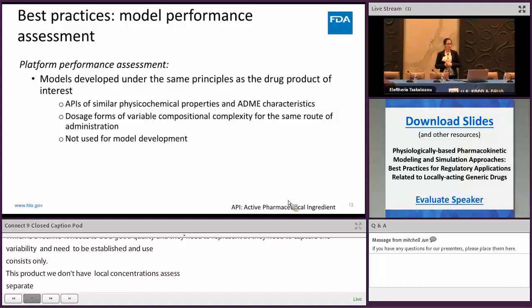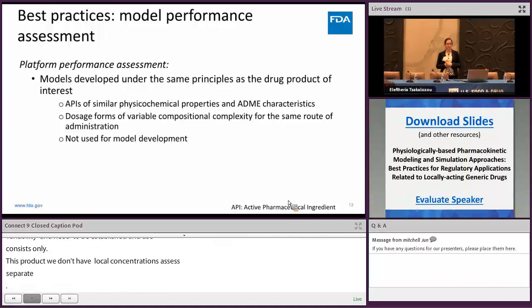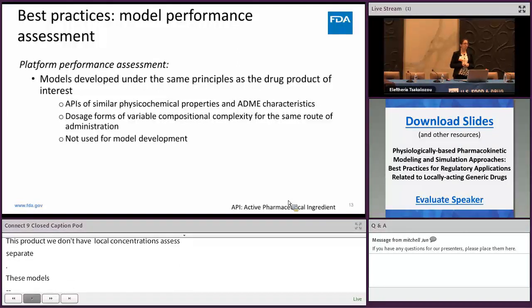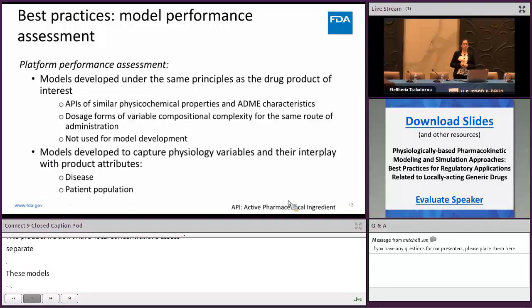These models are for APIs of similar physicochemical properties and ADME characteristics. The dosage forms that will be modeled are of variable compositional complexity for the same route of administration, and these models are not used for model development. If the model is intended to be used for a disease population or a special population, then one will want to demonstrate through the platform assessment performance that the interplay between the formulation and the population or the physiology is well captured.